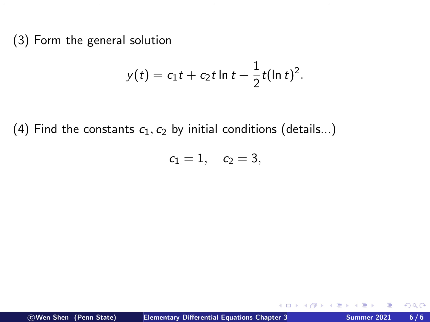Then the last step is to find the constants c1 and c2 by the two initial conditions. You compute y, put in t equal to 1, and you have an equation containing c1 and c2 equal to the y value at 1. Then you differentiate in t to get y prime, put in t equals 1, because y prime of 1 is given, and you get a second equation containing c1 and c2. They are both linear equations, so you can solve them. There are some details to be filled in, but it's rather straightforward. If you did everything correctly, you will have c1 is 1, c2 is 3.